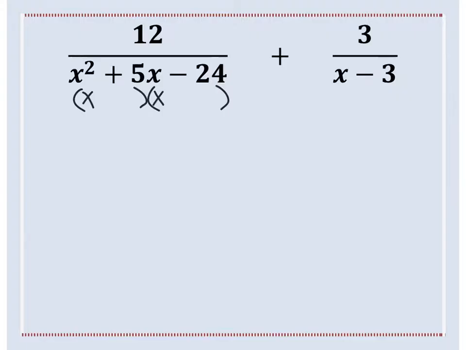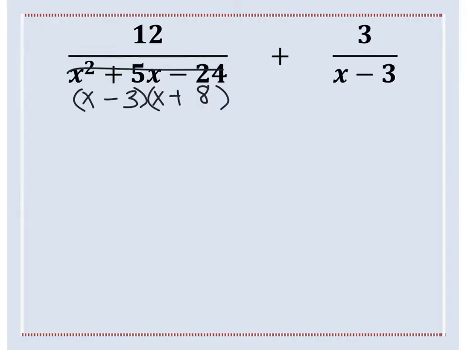Make a table if you have to, but I see that it's 8 and 3, because one of them has to be a negative. Remember that if this is a negative, one number has to be a negative. This sign tells me the bigger number has to be positive. So x plus 8, x minus 3 are my factors of that trinomial.